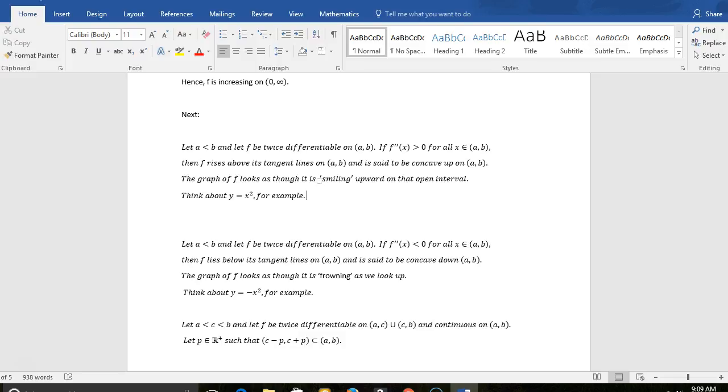Now there are graphs that on one particular open interval will be concave up, and on another particular open interval will be concave down. When we talk about concavity, this is the topic of concavity, we need to use open interval, not just interval. The key word is open interval. Like the trig functions, they'll be concave up in one open interval and concave down in another open interval.